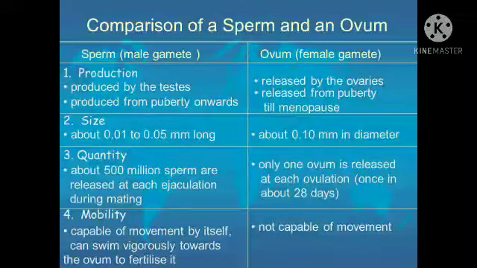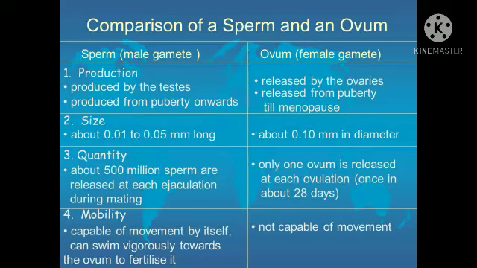So as you know, sperm is known as the male gamete and the ovum is known as the female gamete. Sperm is produced in the testes, ova are produced in the ovaries. Both are produced throughout the period of puberty, but the testes are functional throughout life, but ovaries are not functional throughout the life. They are functional only up to the menopause.